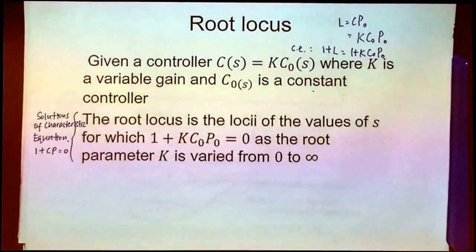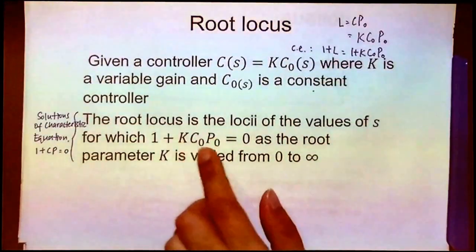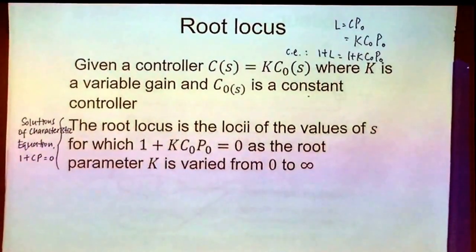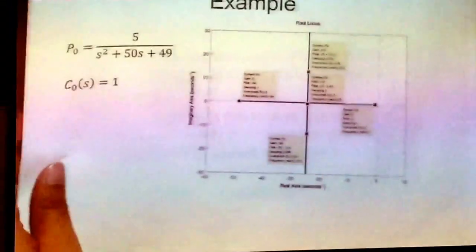If you still remember root locus, open loop poles will tend to open loop zeros. Remember that? And whatever is remaining, you have to find where it goes. That's the closed loop locus part. All in all, it gives the closed loop poles. So what I solve is 1 plus K C0 P equal to 0, as K changes from 0 to infinity. The example is this, if you remember this from the lab we did the last time.